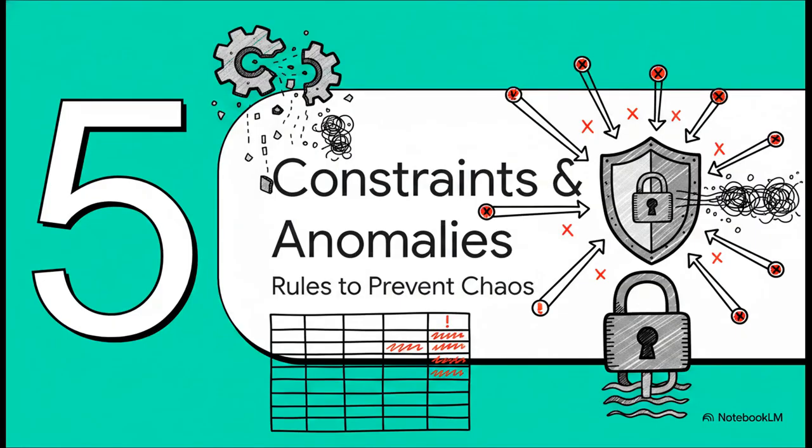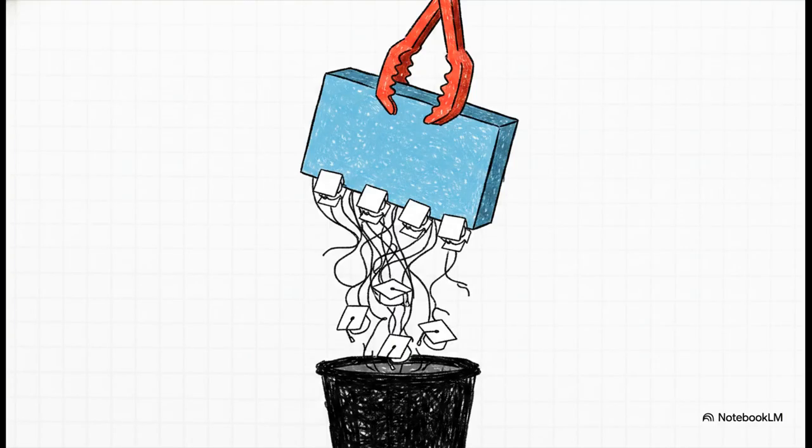Section 5, Constraints and Anomalies. Because let's face it, even with a flawless design, data inherently drifts toward entropy over time. Without rules, we invite anomalies. These are really dangerous irregularities that happen during insert, update or delete operations. Imagine trying to delete a single department from a college system and accidentally wiping out all the students enrolled in it. That kind of deletion anomaly can ruin a business instantly.